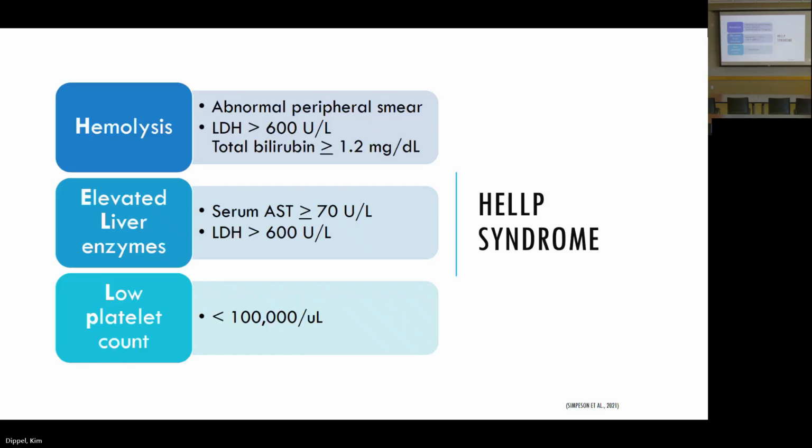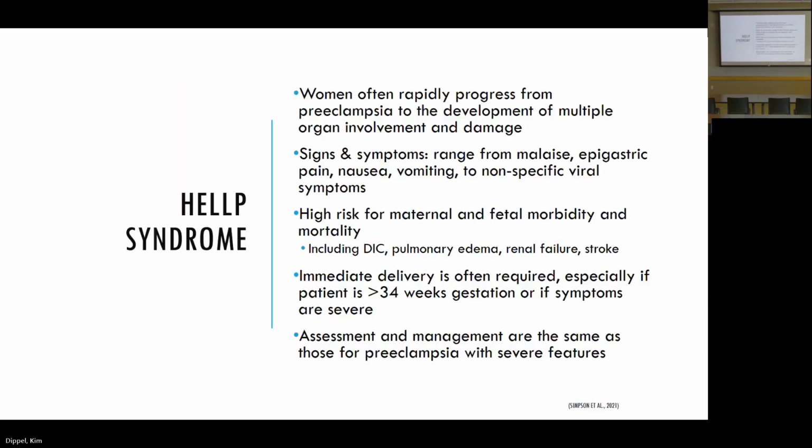This is just a little bit more detail about that. Remember, the acronym is hemolysis, elevated liver enzymes, and low platelet count. Women often rapidly progress from preeclampsia to the development of multi-organ involvement and damage with HELLP syndrome. These are the signs and symptoms. It is a very, very high risk for both maternal and fetal morbidity and mortality because of DIC, pulmonary edema, renal failure, and stroke. If she's not already delivered, delivery is required, especially if the patient is greater than 34 weeks. And assessment and management are the same as those for preeclampsia with severe features.